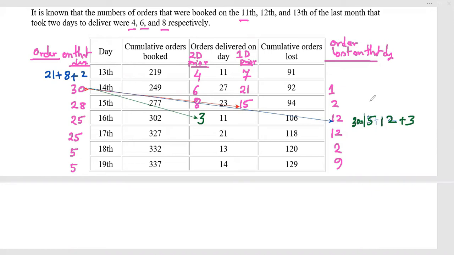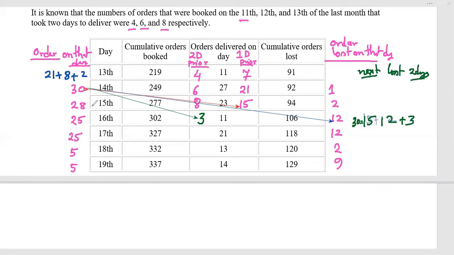3, that would be second day. That means this is basically delivered next day, and this is the lost, and this is 2 days after. These are the 3 parts that make up this 30.